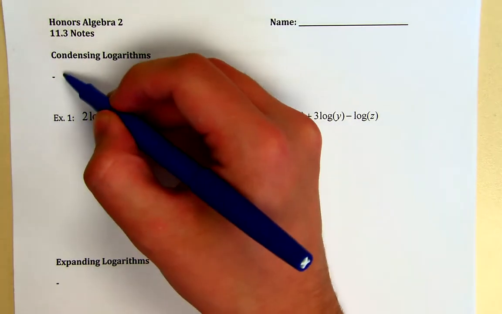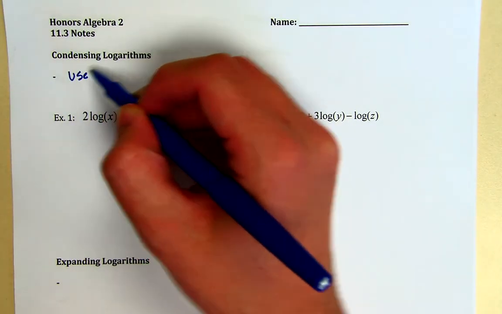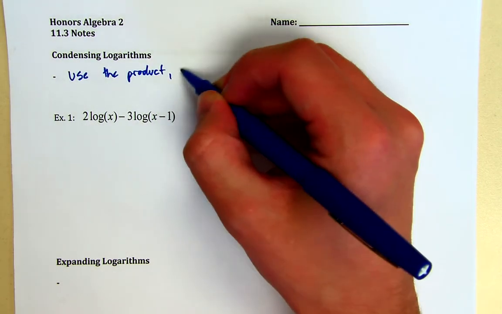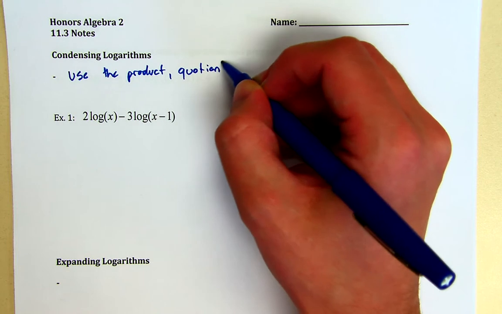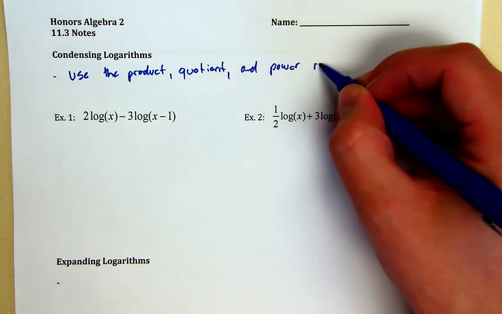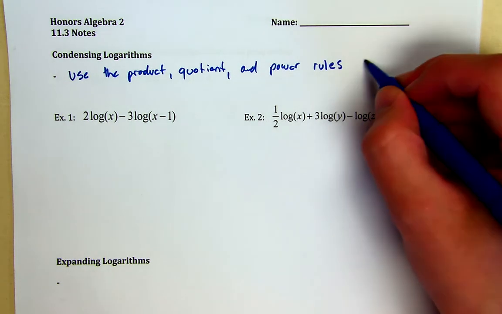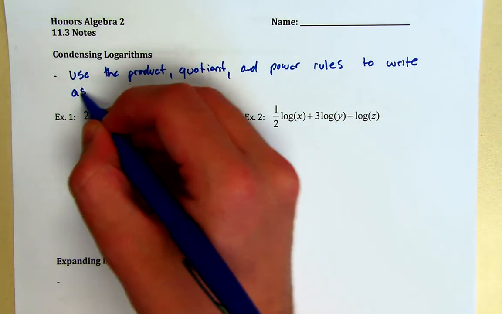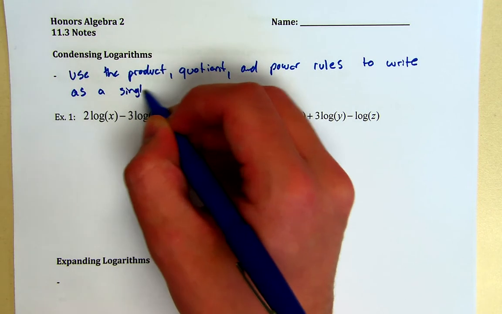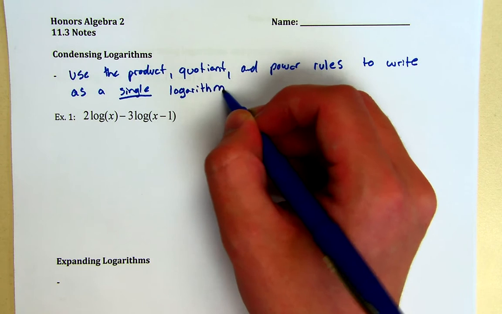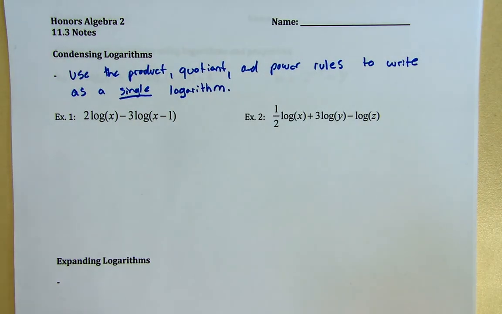To do that, you are going to use the product, quotient, and power rules to write as a single logarithm. So these two examples, we're going to take them and write them as a single logarithm.